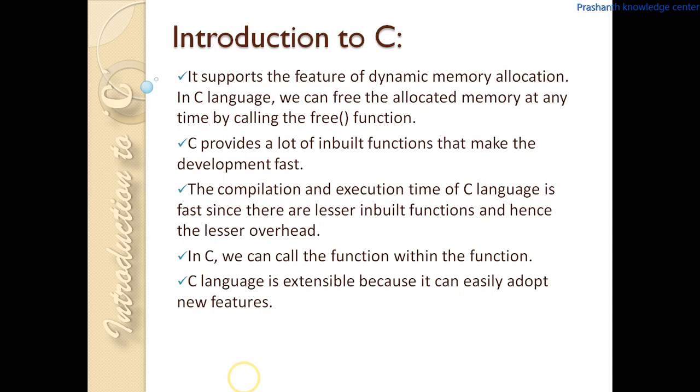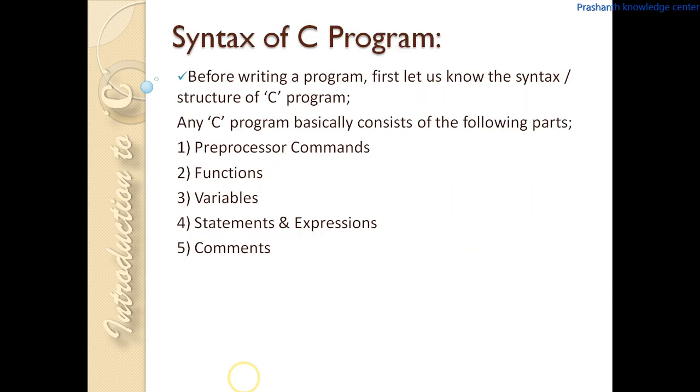C provides a lot of inbuilt functions that make the development fast. The C compilation and execution time is fast since there are fewer inbuilt functions when compared to other programming languages, and hence less overhead. In C, we can call a function within the function, that is called recursion. C language is extensible because it can easily adapt new features.